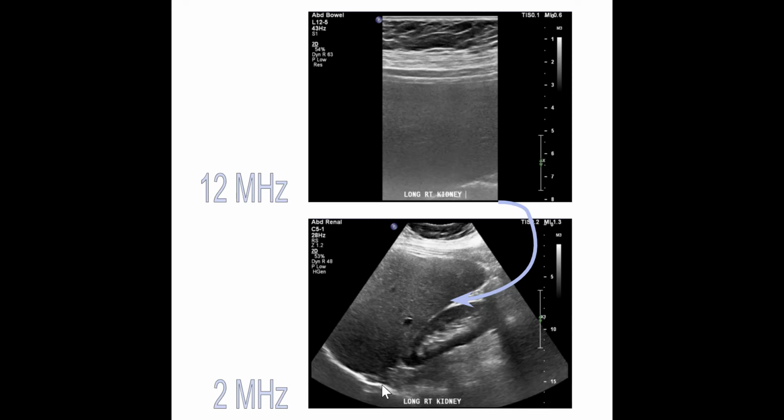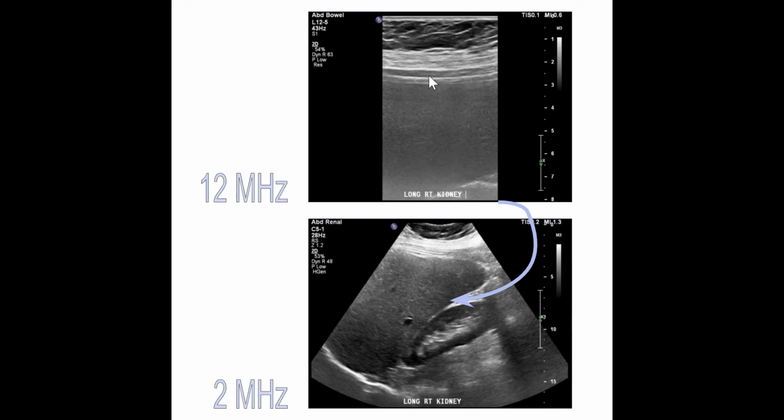And we're all the way down to the diaphragm, which is another specular reflector, so we get that very bright reflection from it. As the sound interacts with each of these interfaces, it's going to attenuate a little bit more, a little bit more, a little bit more, until it's completely gone.